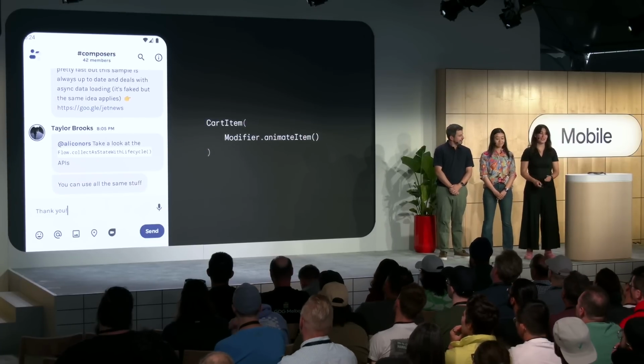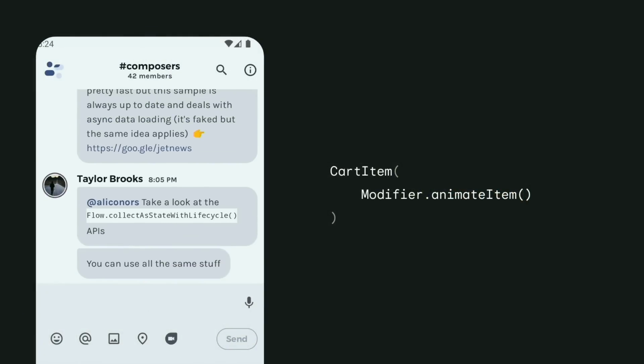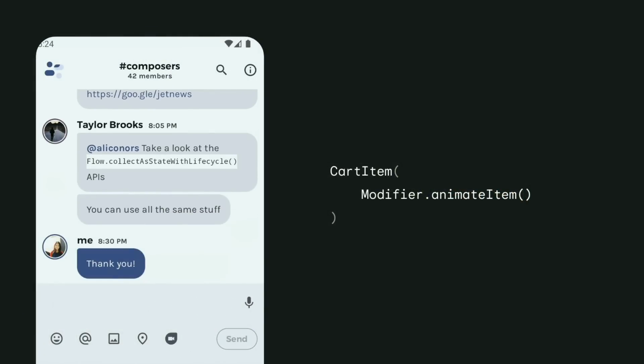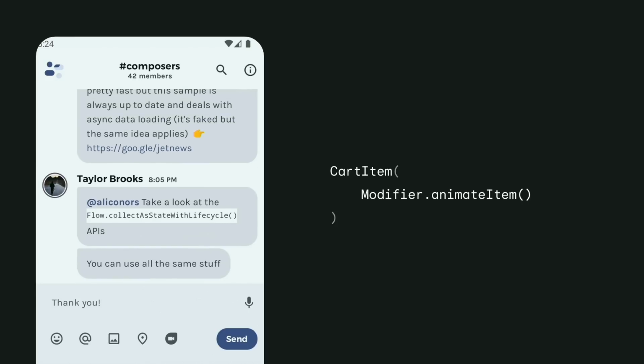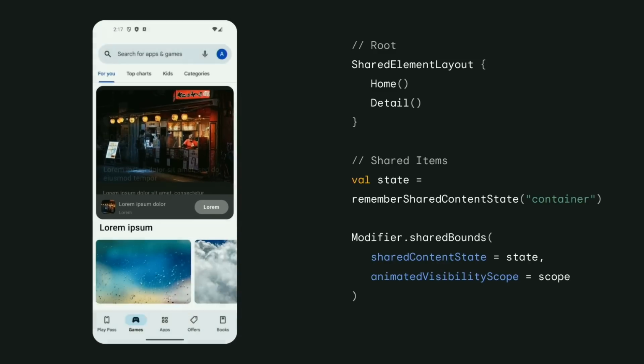And it's not just performance that we've been working on. We've also added features that you've requested, like lazy layouts. These now have the item change animations, including move. It's simple to use. All you have to do is add the animate item modifier to your items. And of course, shared element transitions.